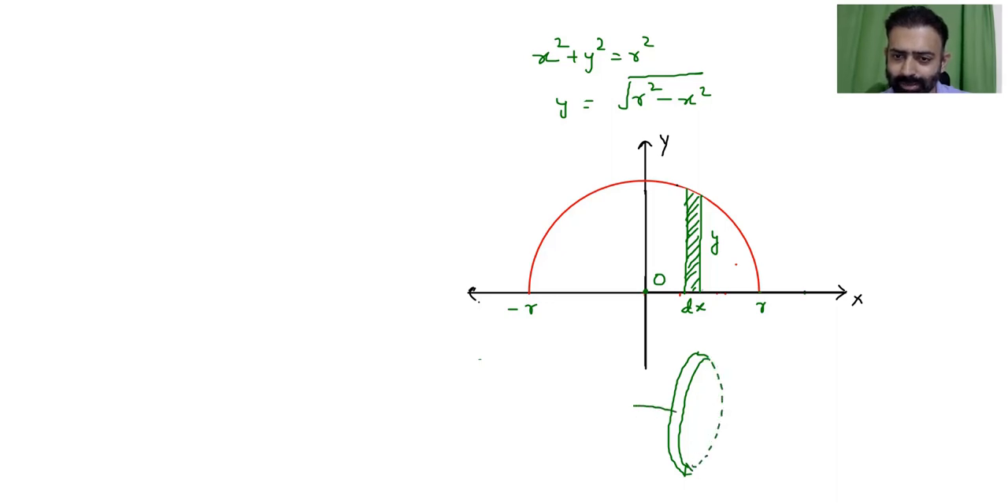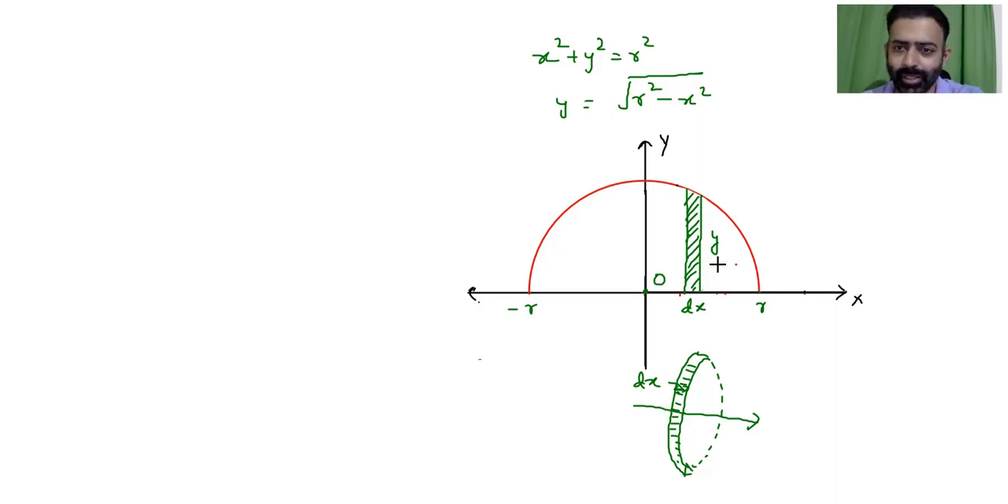Okay, and this axis is passing through the center like this, and this width is dx. Okay, this width. So the vertical strip that you have been shown here is basically circular in shape like this. And if you rotate this, you will get a disk, right?